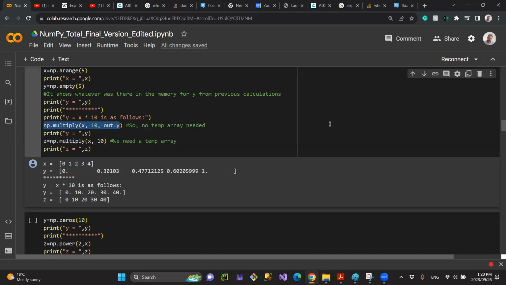Whenever you say y is equal to something like this, first it goes to the right side, does the calculation of multiplying those two numbers, and puts it inside a temporary array. That is a cumbersome process. It means you first temporarily move this, and for such a tiny array, it's not a big deal. But what if we have millions of records? You know what I'm saying?